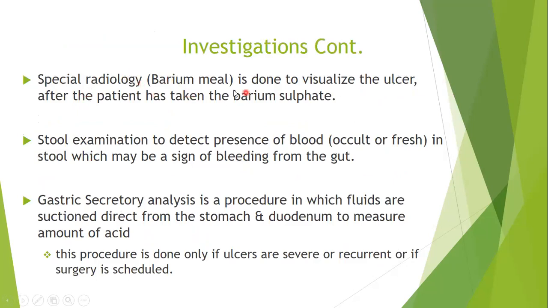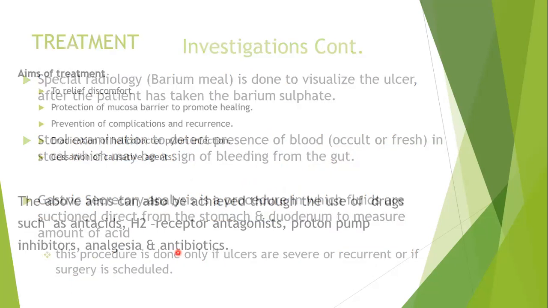Radiology will include barium meal, which is done to visualize the ulcer after the patient has taken the barium. The barium is going to line the mucosa of the stomach and you'll be able to see where the ulceration is. Stool examination is able to show the presence of occult blood or fresh blood in the stool, which may be a sign of bleeding from the gut. Remember the melena that we talked about. Then gastric secretory analysis. This procedure is done using fluids that are suctioned directly from the stomach and the duodenum to measure the amount of acid. This is done only if ulcers are severe or recurrent, or if surgery is scheduled, so that you are able to see how much acid is being produced.